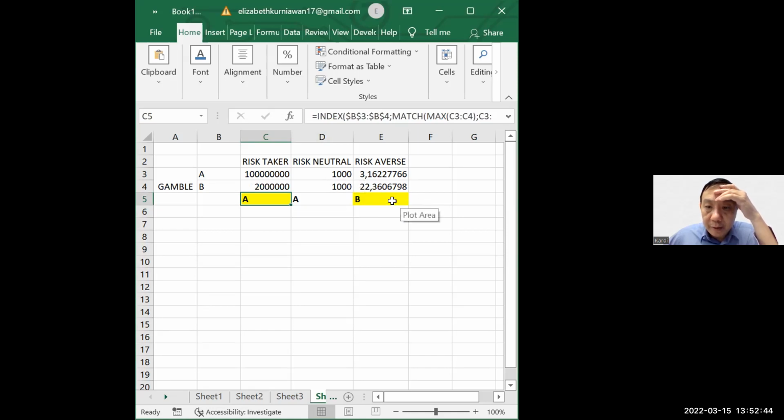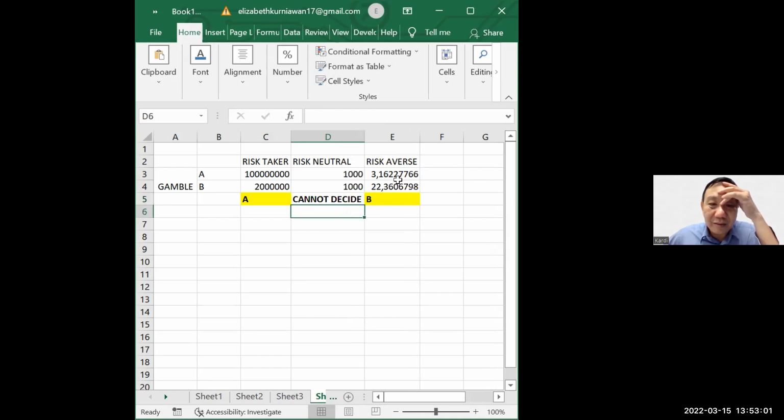And then risk neutral. Risk neutral, you don't know, so it's indifferent. So we cannot decide, right? And then for risk averse, okay, risk averse is correct. So number B. And this represents the reality. Yeah, this actually represents the reality.